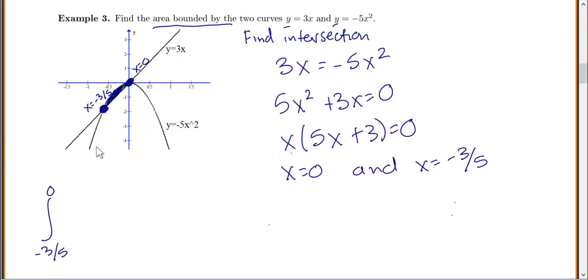Which one is on top? In this area that I'm looking at specifically, the parabola is on top, so we'll do negative 5x squared minus 3x dx. Okay, again, set this all up. No, sorry, don't put it in your calculator. You need to do it by hand because you're still learning how to do it by hand. And you're going to get 0.18.